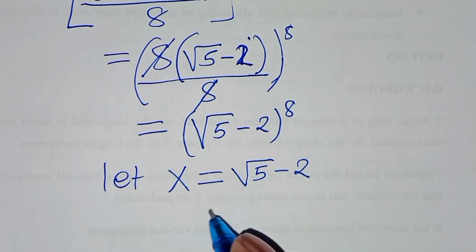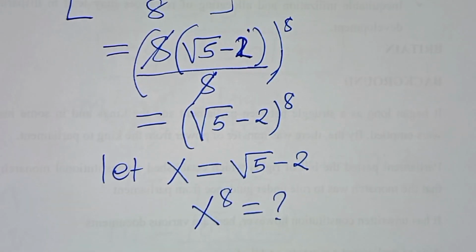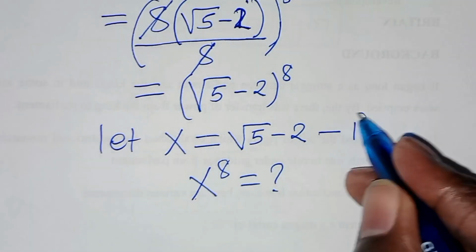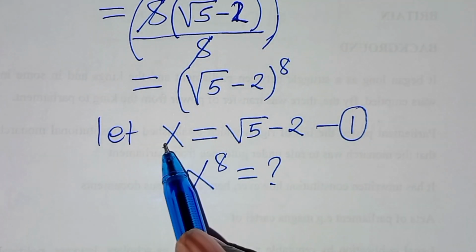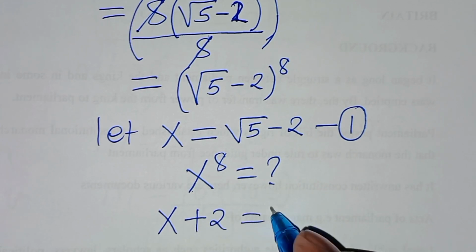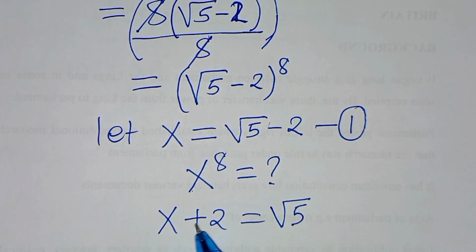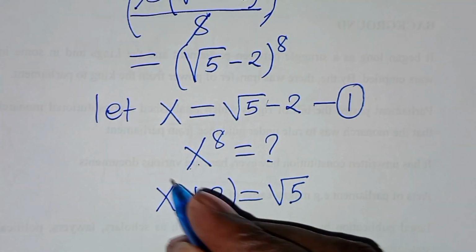Now, this implies that x to power 8 is equal to what? So let's solve this x to power 8. Remember, this is equation 1. Now, from this equation 1, we can express this as x plus 2 equal to √5. We take minus 2 on the left-hand side, so that is x plus 2. This is equal to √5. So we have to expand this equation up to x to power 8. So let's square both sides here.